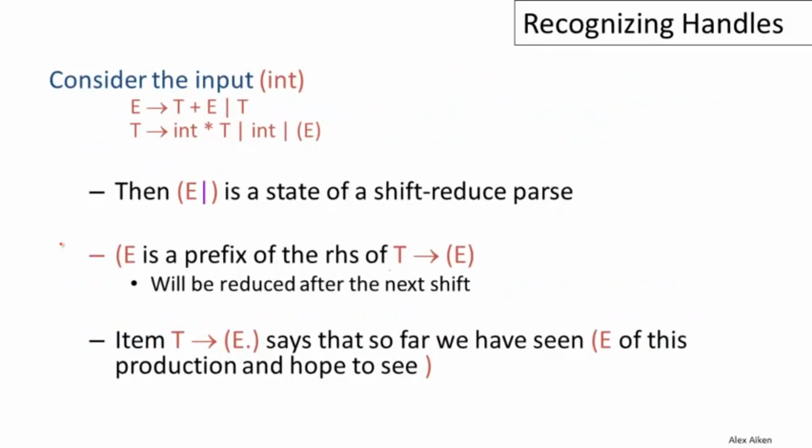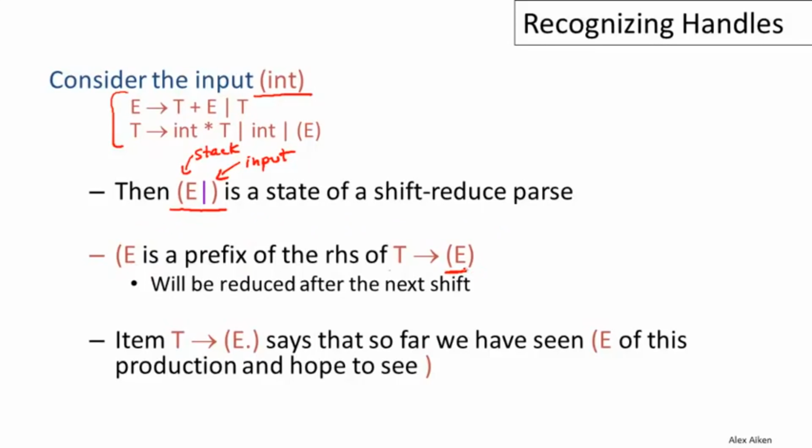Let's take a look at an example. Let's consider the input open paren, int, close paren, and here's one of our favorite grammars. Now, this configuration where I have open paren E on the stack, remember that this is our stack, and we have the close paren in the input, is actually a valid state of a shift-reduce parse. And you can see here that open paren E is a prefix of the production T goes to open paren E close paren. And after we shift the remaining close paren onto the stack, then we'll have the complete right-hand side and we'll be ready to reduce.